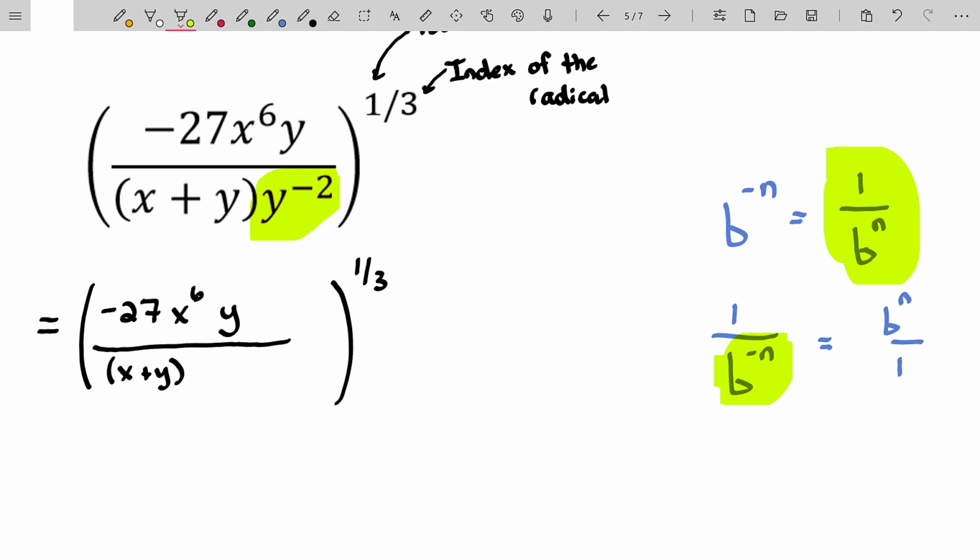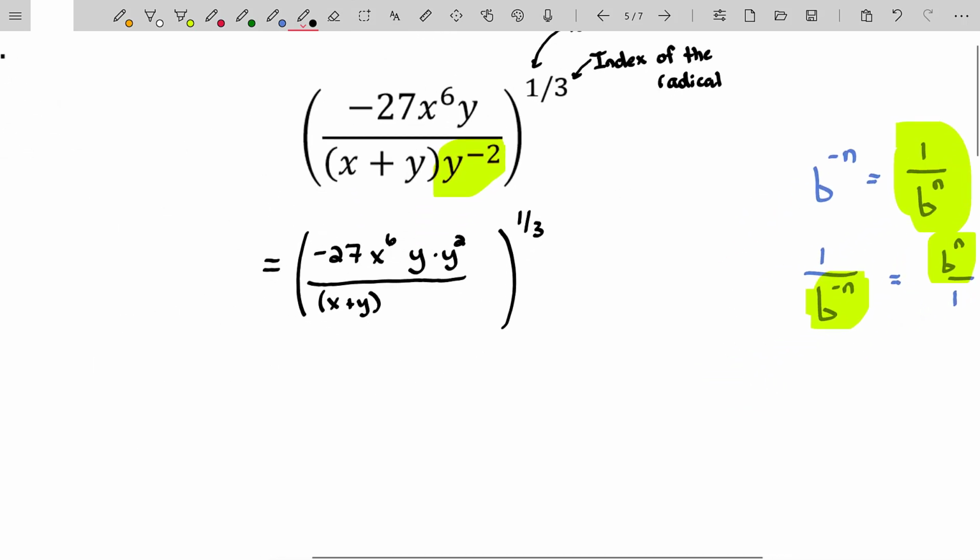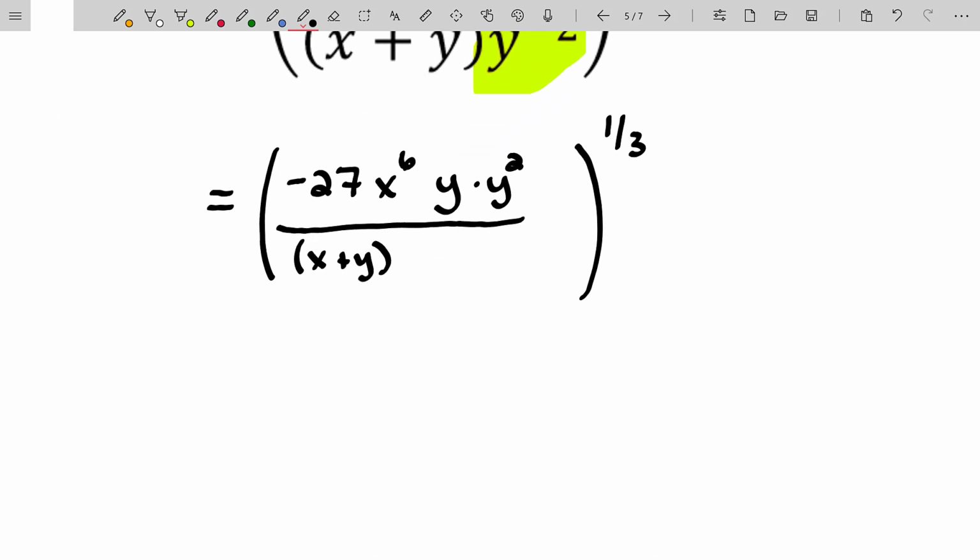Well, I see I have a y to the negative 2 in my denominator. I can move that into the numerator with a positive 2 as its power. So that's what I'm going to do here, is move that y to the negative 2 upstairs to have a positive exponent of 2. Again, this is something you should recall just from your laws of exponents from your pre-algebra or elementary algebra courses.